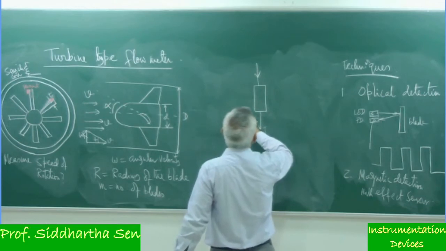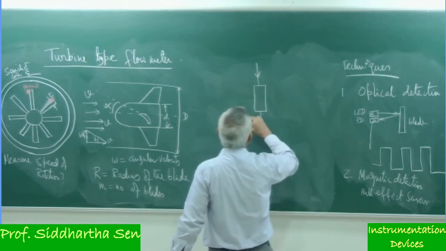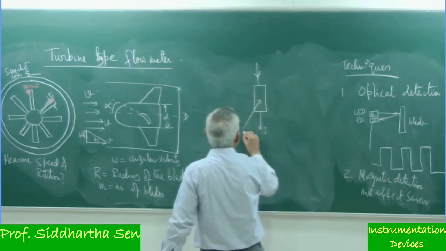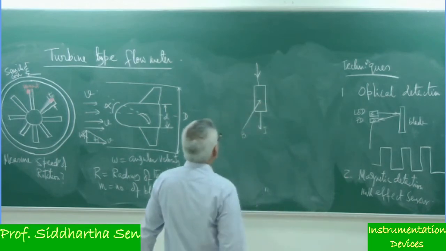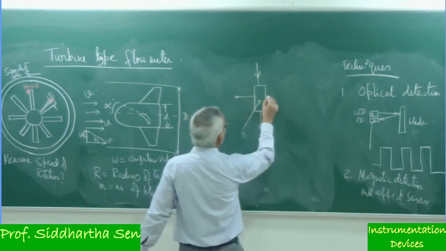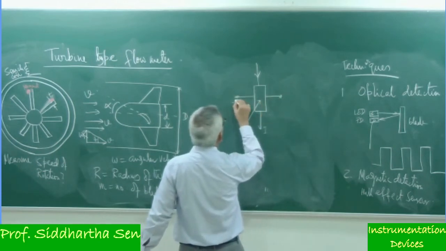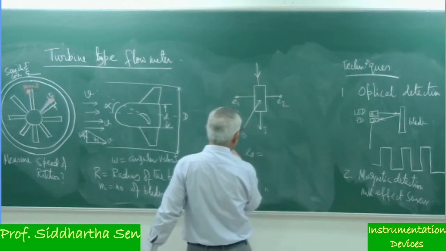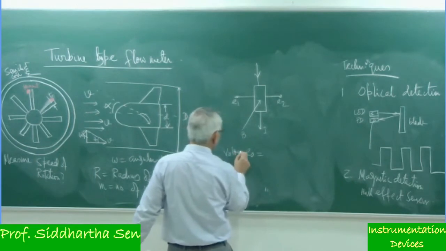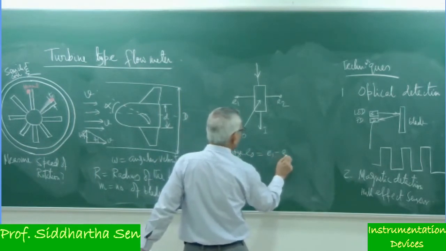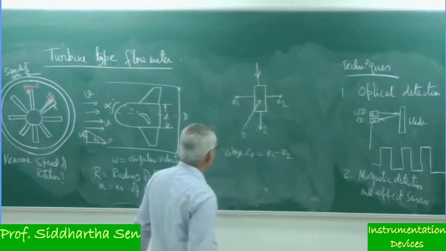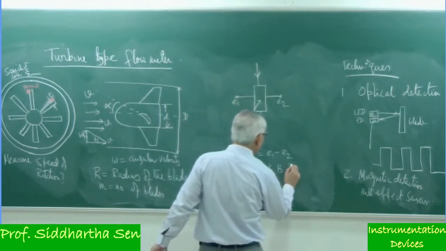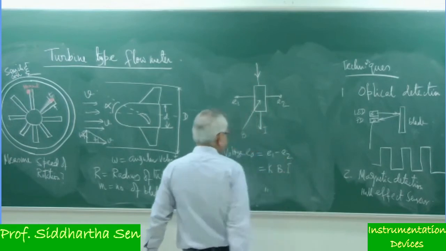We pass some magnetic field perpendicular to this one, then in that case there would be some voltage induced, E1, E2. So the voltage induced E0 is equal to E1 minus E2, basically this potential there. And this is equal to some K into B into I. So B is the flux density there.